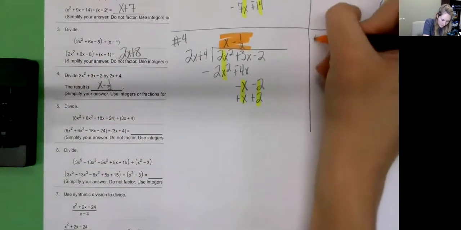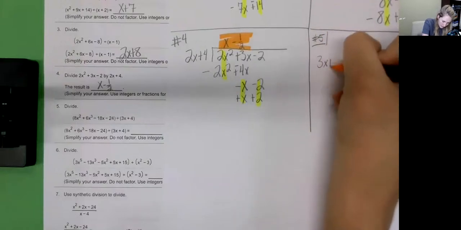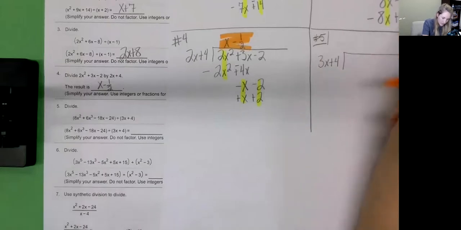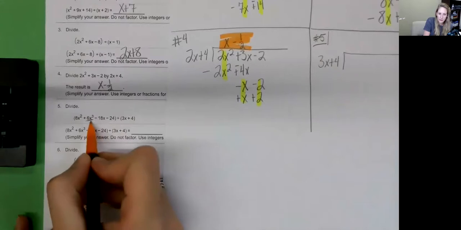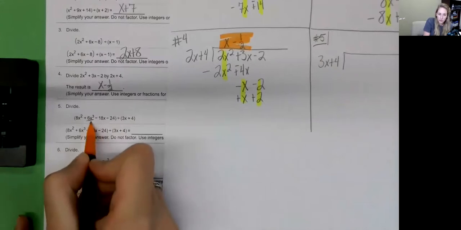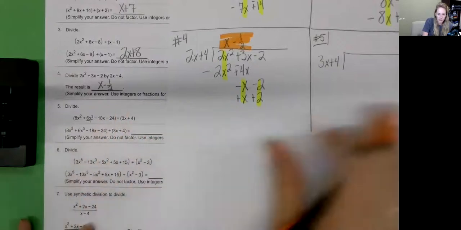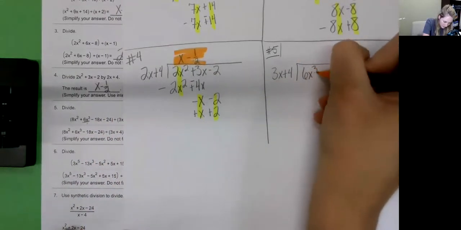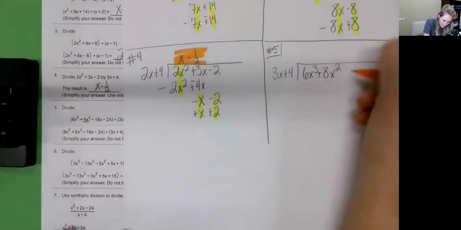So we have number 5 over here, and I'm going to copy it down real quick. Set 3x plus 4 here. And then on these right here, I want you to see this is x cubed. We're going to write them in order of the power. So it's going to go 6x cubed, then 8x squared, subtract 18x, subtract 20.